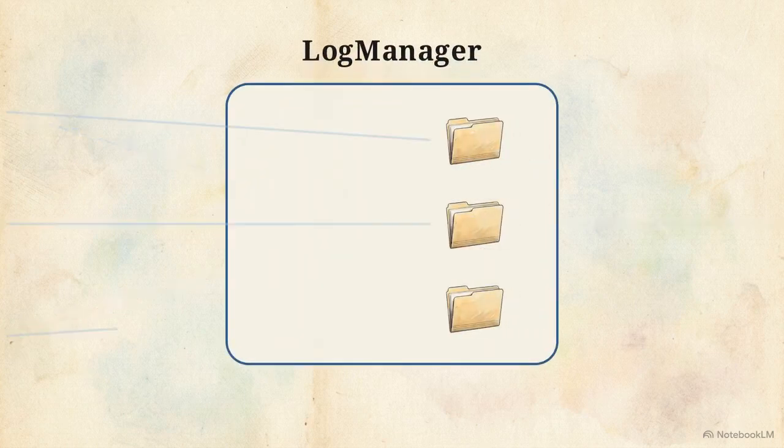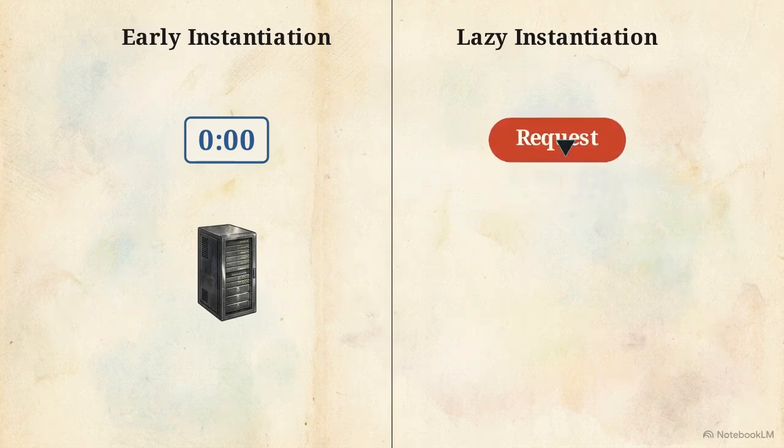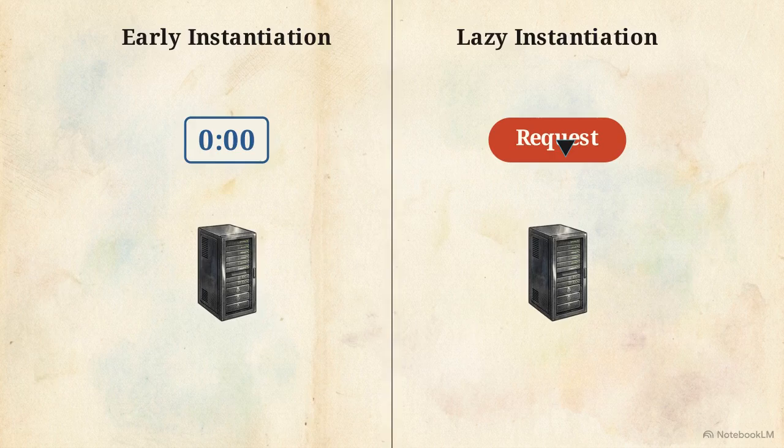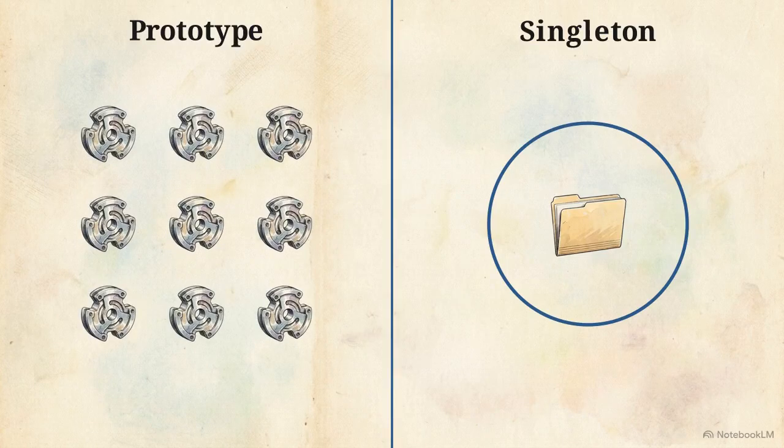It acts as a mandatory bottleneck, maintaining a hierarchical namespace of shared logging state for the entire system. This singular instance can be created at load time through early instantiation, or delayed until it is actively required via lazy instantiation. The prototype and singleton patterns solve opposing ends of the creation spectrum. One maximizes efficiency for heavy, repeatable objects, while the other strictly restricts access for vital global states.